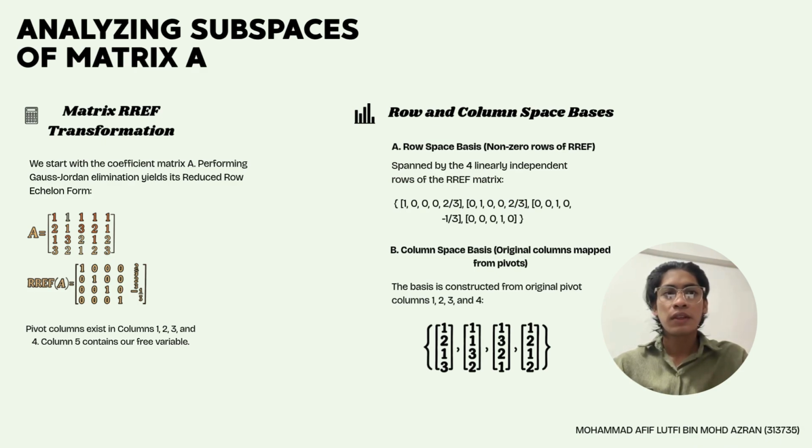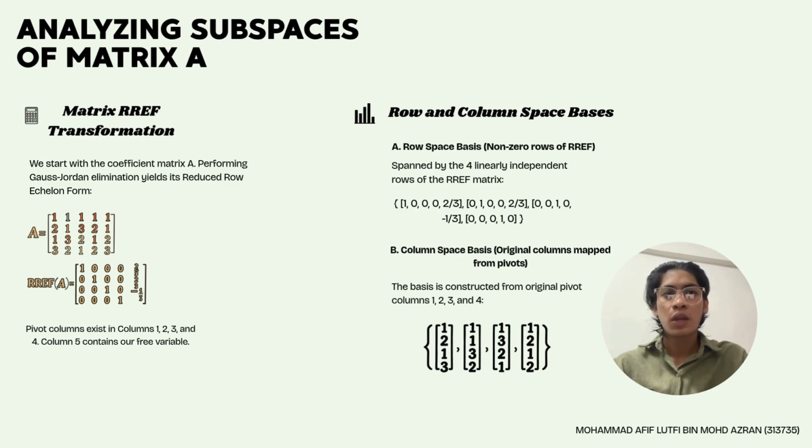By performing full Gauss-Jordan elimination, we reduce this down to its reduced row echelon form, or RREF A. Look closely at the RREF. We see pivots in columns 1, 2, 3 and 4. This immediately tells us that the rank of our matrix is 4.